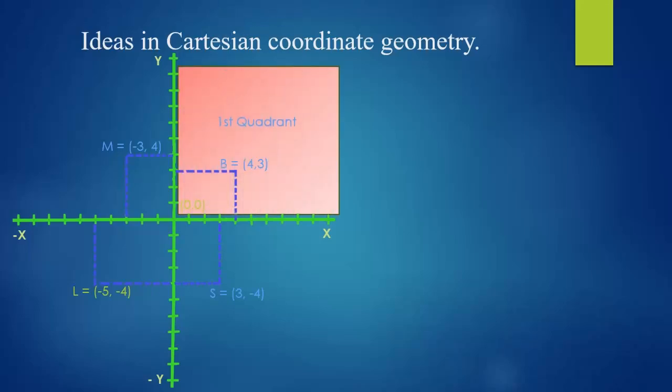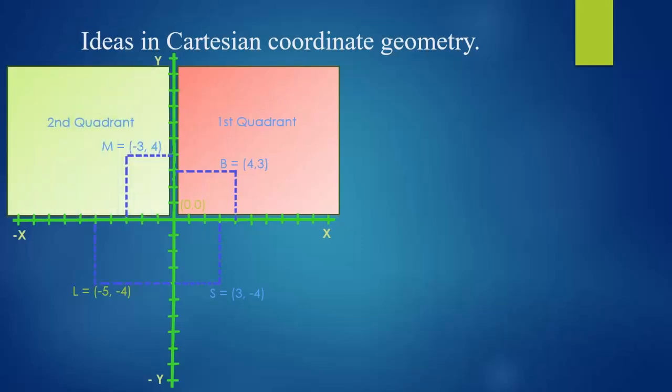Now if you see the red part of the picture, it's called the first quadrant. Why is it called the first quadrant? Because if you take any point in this quadrant, the x coordinate will have a positive value and the y coordinate will also have a positive value. For example, B (4, 3), both x and y are positive.